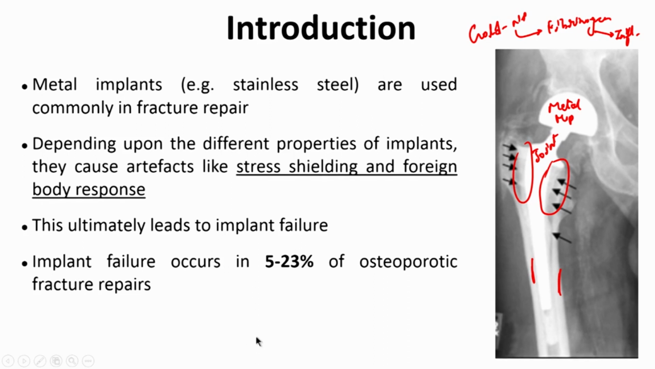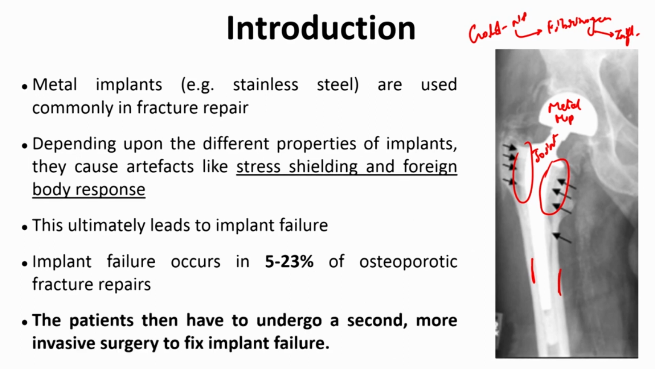And then this failure rate is actually quite high, in fact in some of the osteoporotic cases it can be as high as 23%. So, basically one in four patients will have this implant failure and will have to come back for the surgery. And as I said, the patients will have to undergo a second and a more invasive surgery, because now not only do you have to put in a new thing, but you have to first remove the original thing that was put in, and so it is very invasive, very costly, very painful. So, it is something that needs to be avoided.